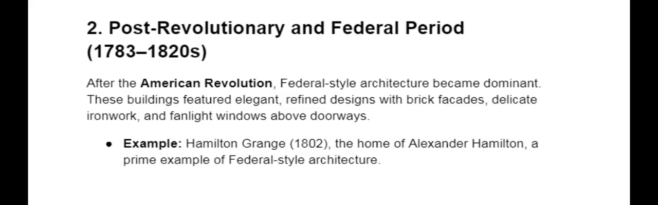2. Post-Revolutionary and Federal Period, 1783 to 1820s. After the American Revolution, Federal-style architecture became dominant. These buildings featured elegant, refined designs with brick facades, delicate ironwork, and fanlight windows above doorways. Example: Hamilton Grange, 1802, the home of Alexander Hamilton, a prime example of Federal-style architecture.